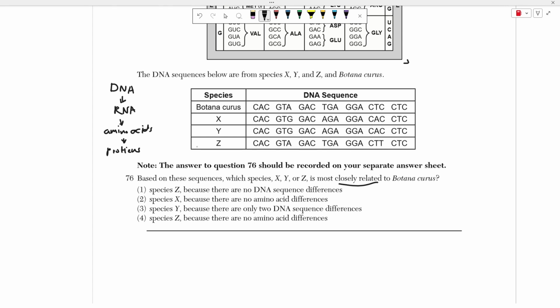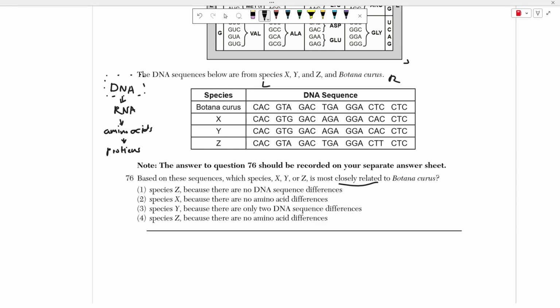And where do these proteins come from? Well, they all originate in the DNA. So if you're identical to someone, that means you have the same proteins, the same amino acids, and if it all comes from the DNA, then you have the same DNA. So we're going to see which one of these has the most similar DNA sequence. If we start reading from left to right, we see that the first 3 letters of their DNA sequence are the same.